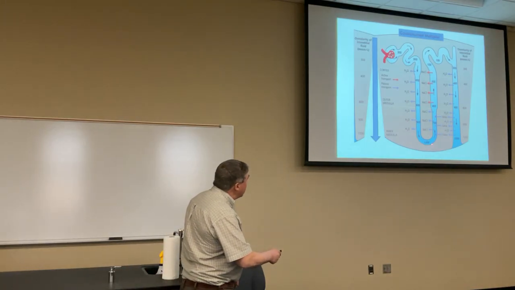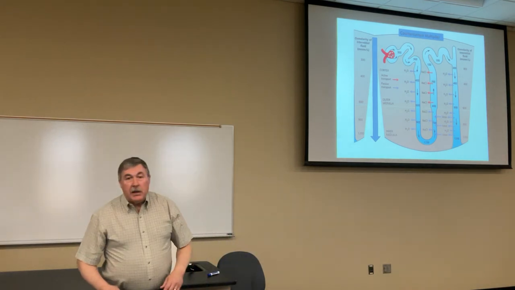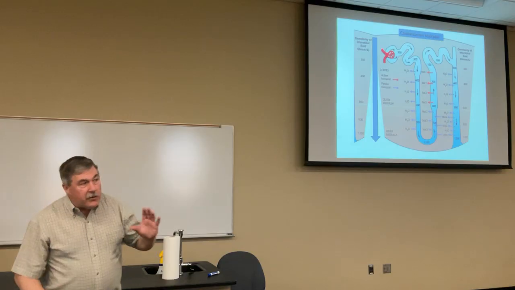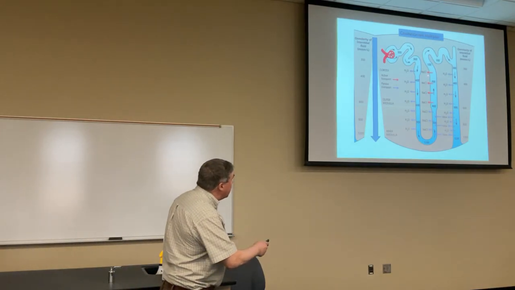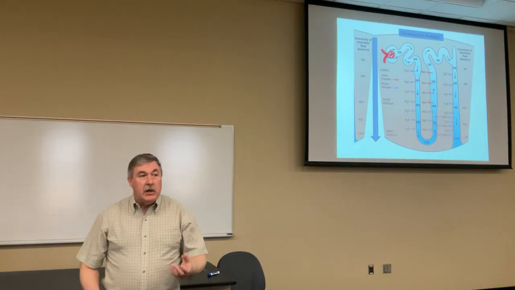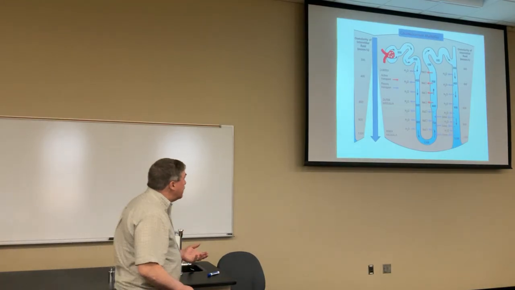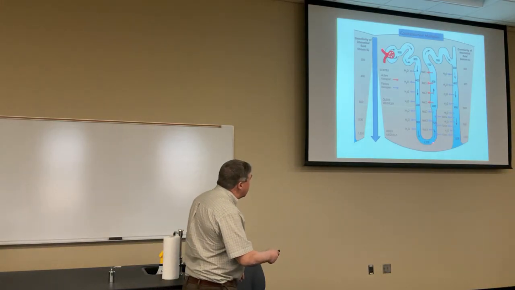Then the nephron loop takes a hairpin turn, and it goes back up towards the cortex. This is called the ascending limb. The ascending limb is further divided into two parts. There's a thick ascending limb where active transport of sodium, potassium, and chloride takes place. And then there's a thin ascending limb.